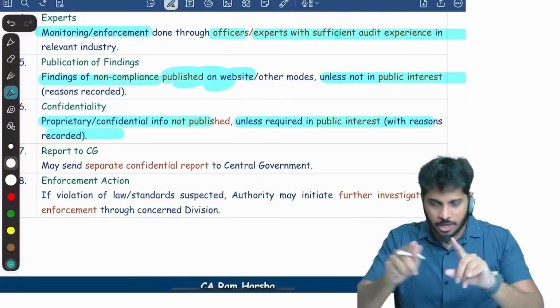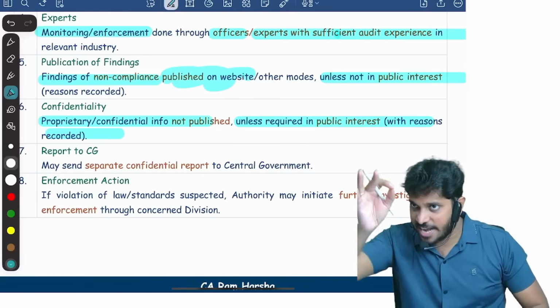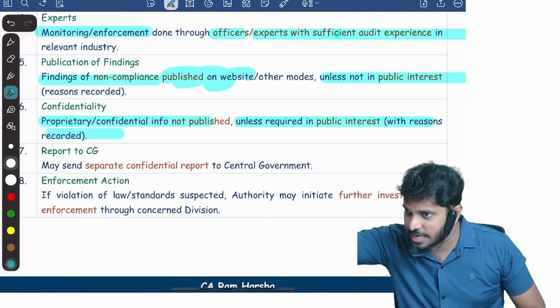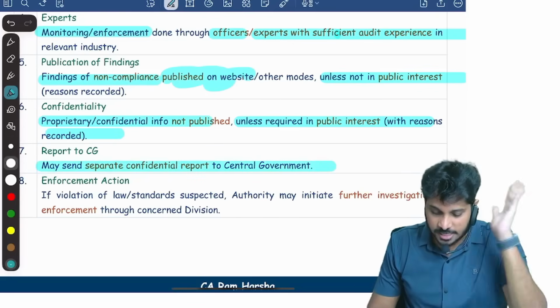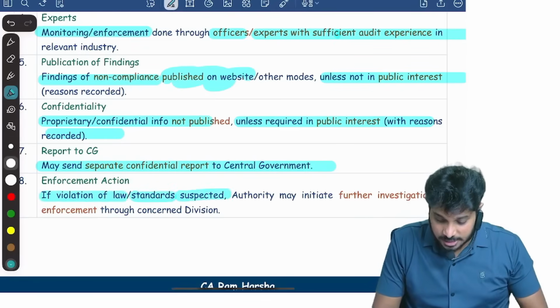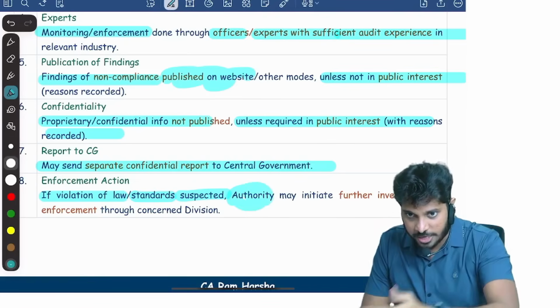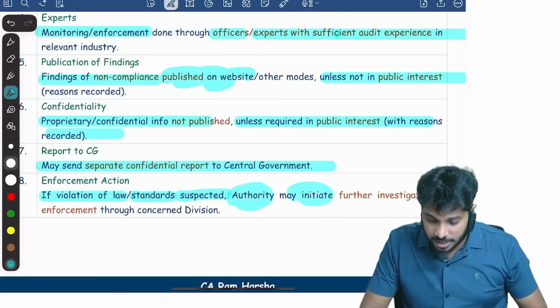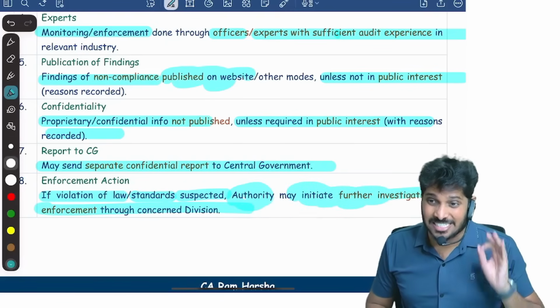Are you clear? You can open the NFRA site and find NFRA orders. Just type NFRA and you will find the NFRA website directly, and they will send a confidential report to central government. If any violation of law or violation of standards is suspected, the authority, National Financial Reporting Authority, NFRA, nothing but authority, may initiate further investigation, and enforcement can be done through the concerned division.